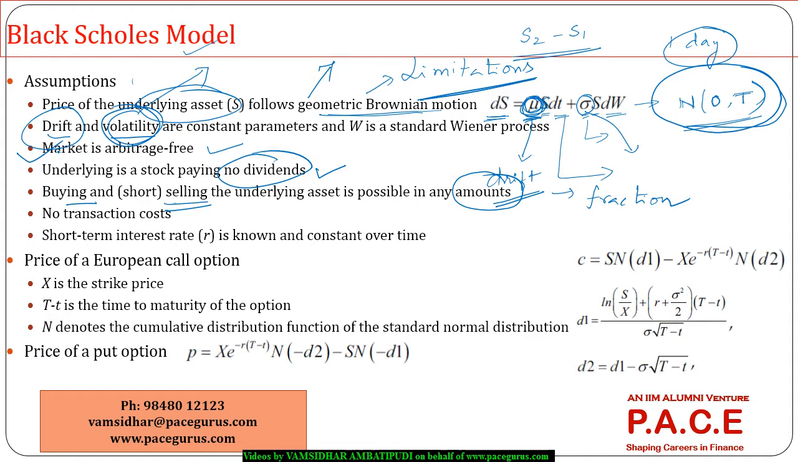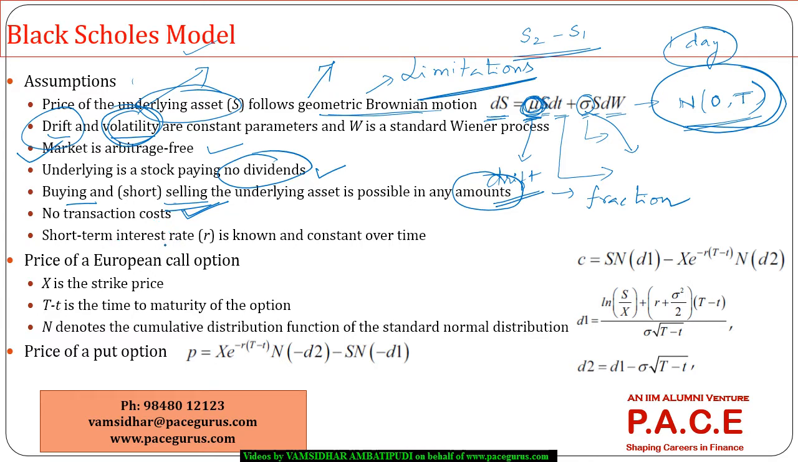In some cases the arbitrage opportunities do exist, and buying and selling are typically not possible in unlimited amounts. It can't be in fractions. And stocks do keep paying dividends. There are transaction costs, but this model assumes that the transaction costs can be ignored.